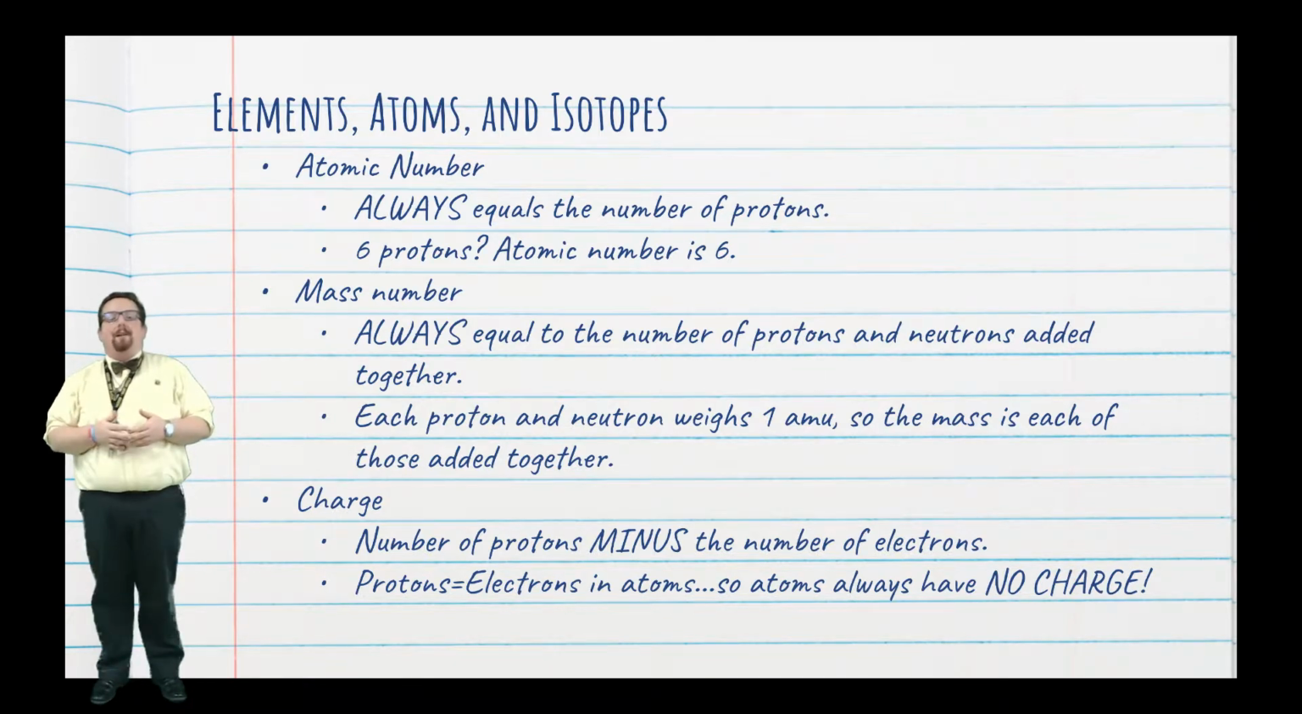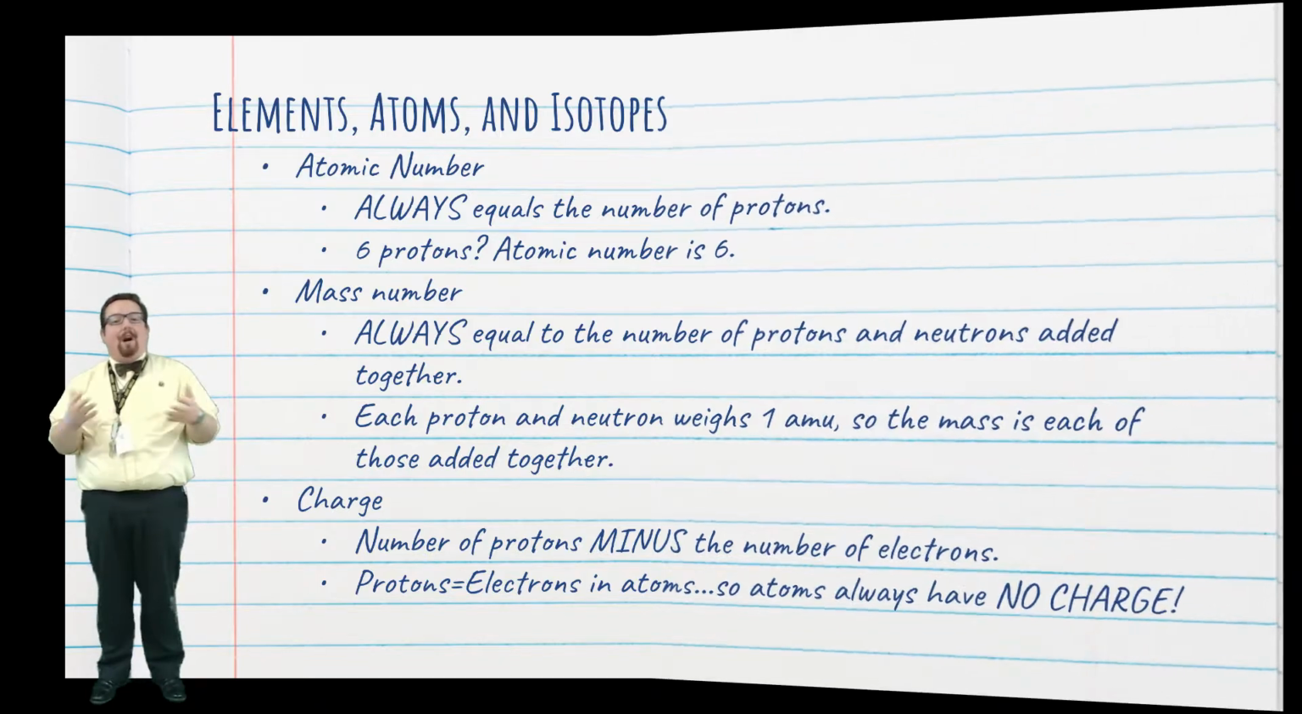Since protons and neutrons are the 2 subatomic particles that have mass, we use those to find the mass number. Each proton and neutron weigh 1 AMU, so we just add up the protons and the neutrons to get the mass. And our charge is the number of protons minus the number of electrons. Since protons are positive and electrons are negative, we have to subtract the electrons from the protons to determine the overall charge. In an atom, the number of protons always equals the number of electrons. So there will never be an atom that has a charge.